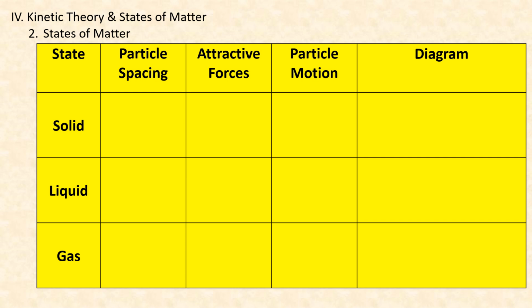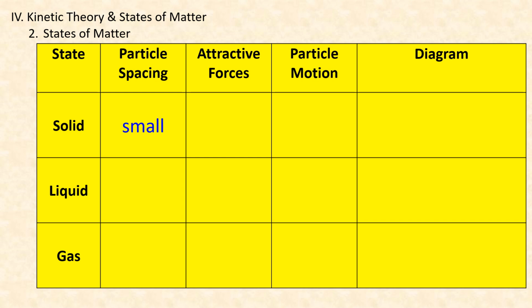When we talk about the motion of particles, we're talking about not only are they moving fast or slow, but what type of motional freedom do they have? Can these particles vibrate? Can they rotate? Can they translate? So let's start by taking a look at the case of solids. We would say that on average, solid particles are quite close together.